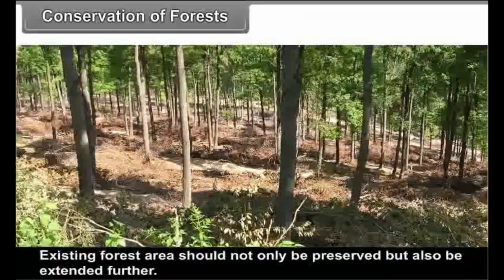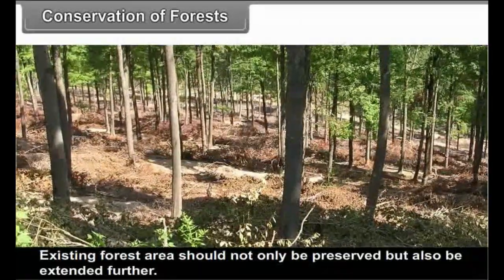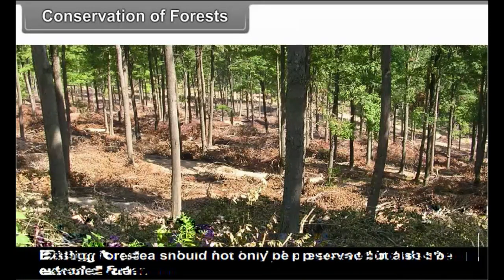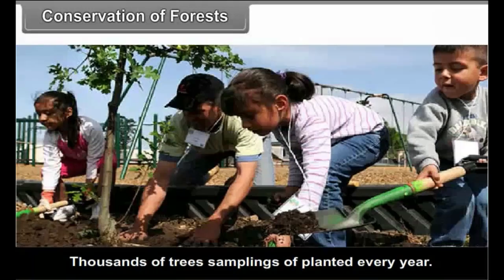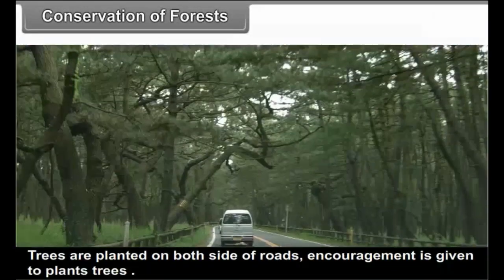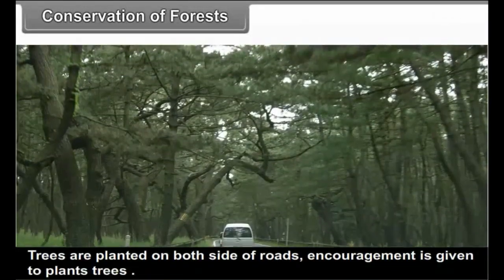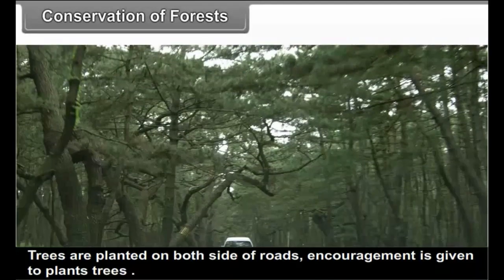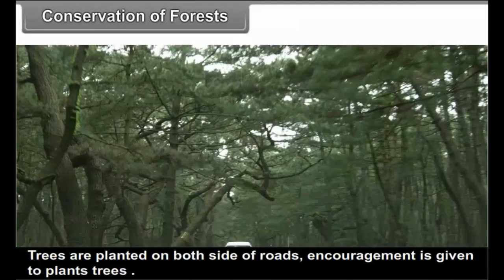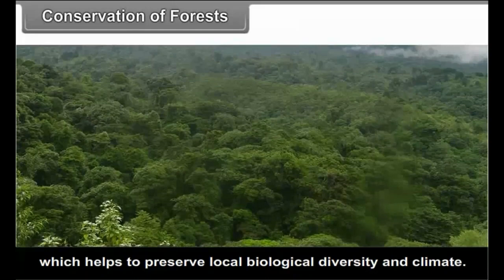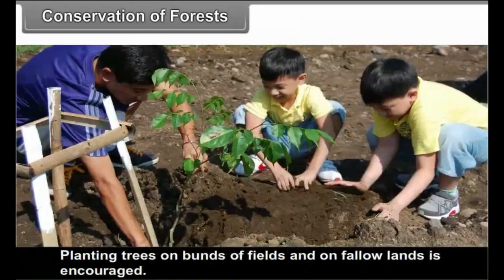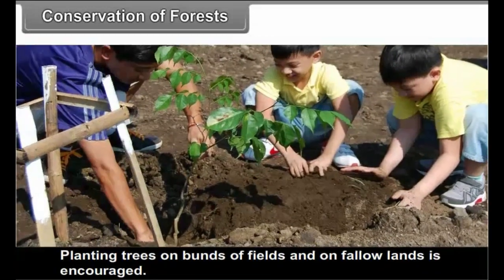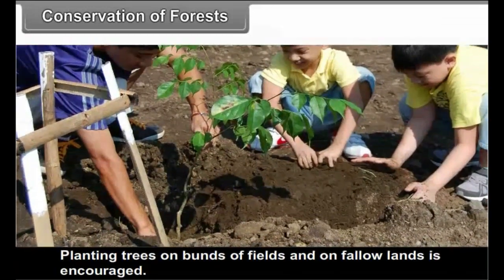Existing forest area should not only be preserved but also be extended further. Thousands of tree saplings are planted every year. Trees are planted on both sides of the roads. Encouragement is given to plants, trees which help to preserve local biological diversity and climate. Planting trees on bunds of fields and on fallow lands is encouraged.